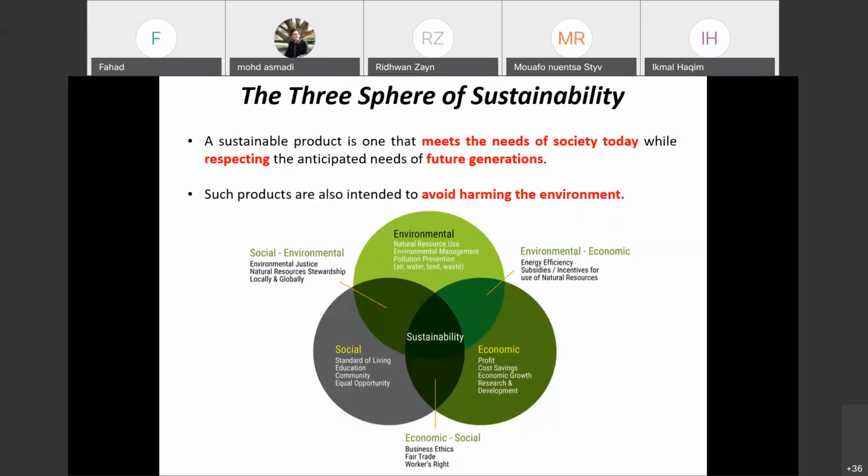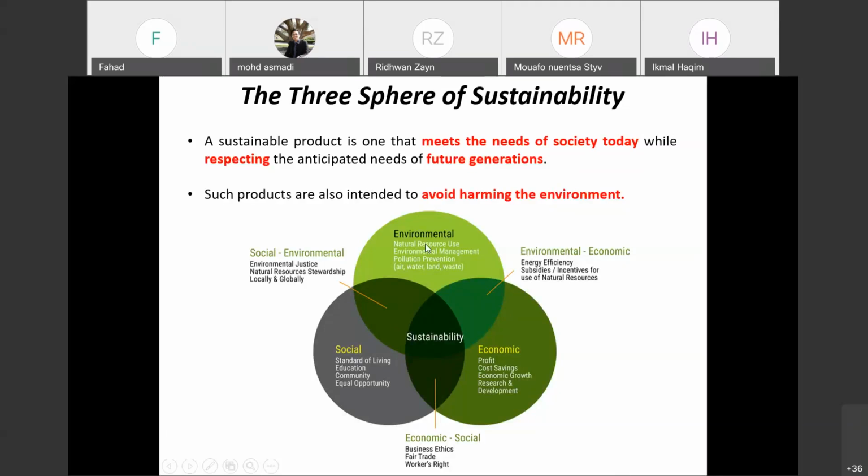This is the three spheres of sustainability, which is to meet the needs of society today while respecting the anticipated needs of future generations. We want to avoid harming the environment. These three spheres of sustainability are environment, economic, and social. So we can see the cross is the sustainability.